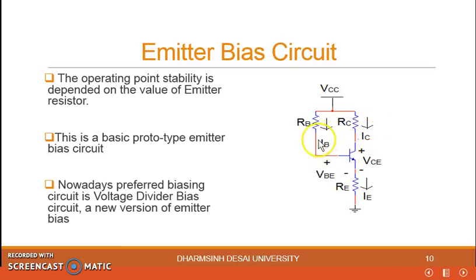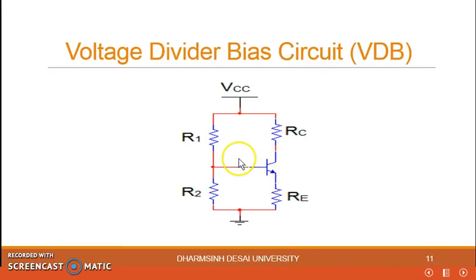This is a basic prototype emitter bias circuit, but nowadays, instead of using one resistor at the input side, which has to be kept at a very high value, it is replaced by two different resistors, R1 and R2, as shown in the next slide. That is nothing but voltage divider bias. The reason is that if you use a single resistor, you have to keep a very high value, but that will reduce the input impedance of the amplifier because it will come in parallel with the input impedance of the transistor. So to have a proper input impedance from the AC point of view, they prefer to use a voltage divider bias, which will be covered further in module number 2 by my team member Nisar Bhatt.